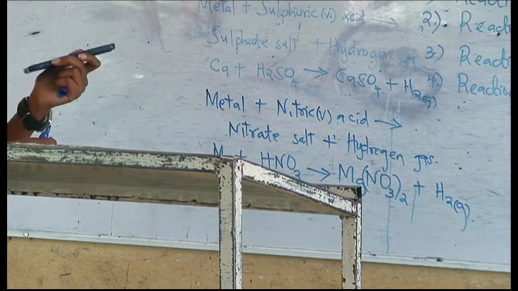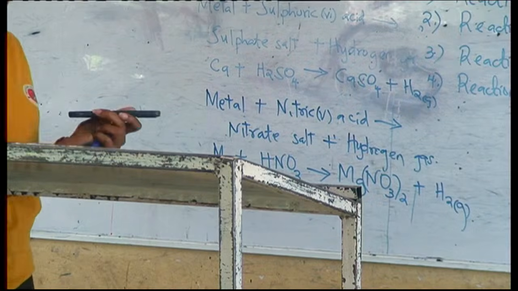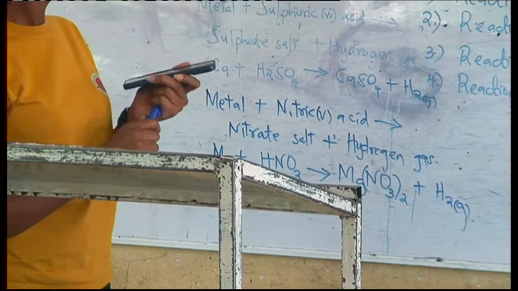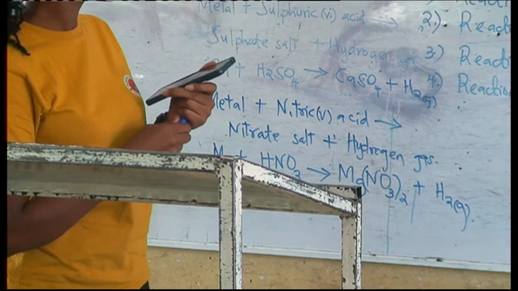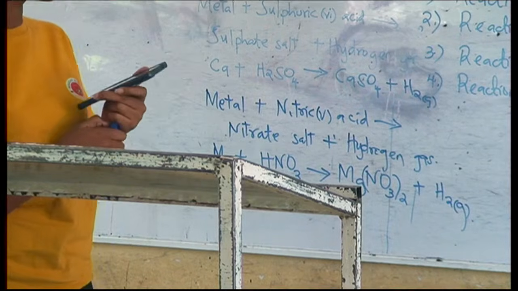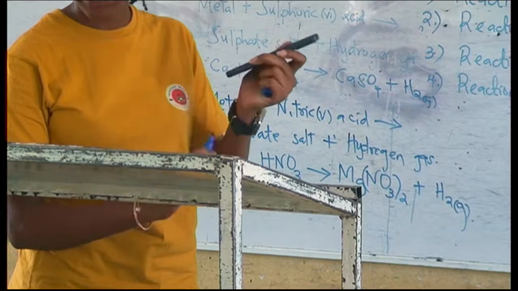So, I would like to bring the class to an end at that point because we have discussed most of the physical and chemical properties of alkaline earth metals.